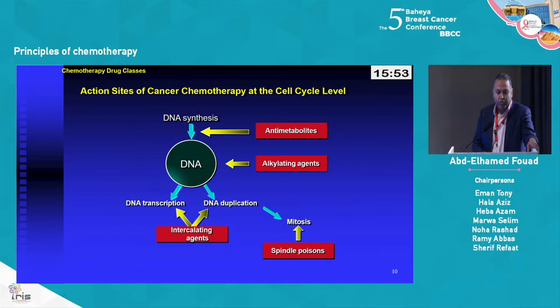This cartoon shows the action site of different classes of chemotherapeutic agents, and they attack the dividing cell in the cell cycle at different levels. Antimetabolites lead to inhibition of DNA synthesis, alkylating agents lead to damage of DNA, intercalating agents inhibit DNA transcription and duplication, and spindle poisons like taxanes inhibit mitosis.